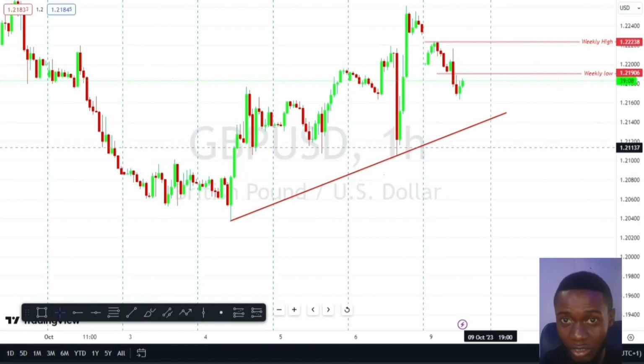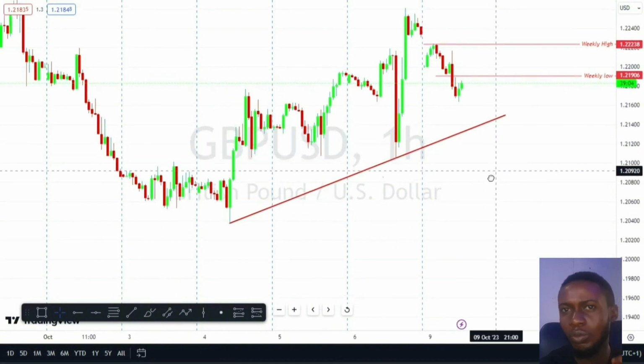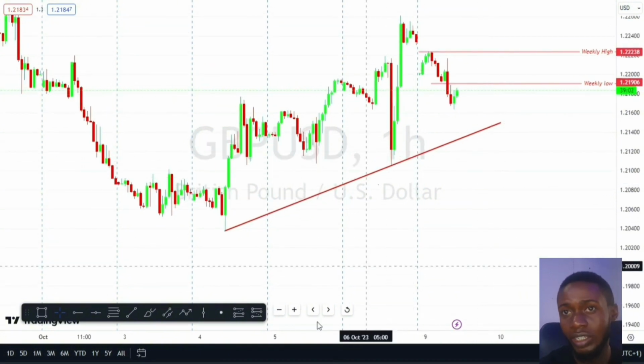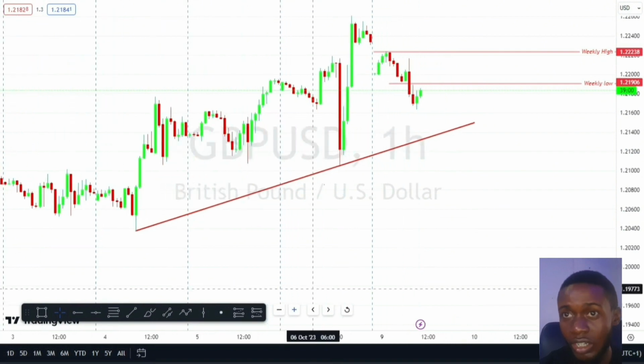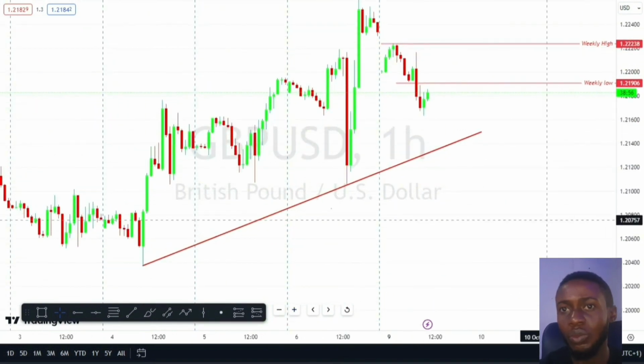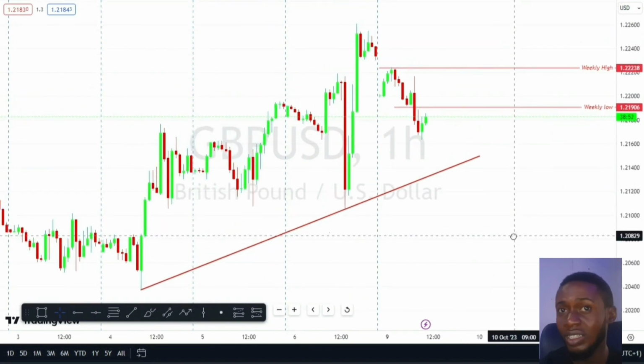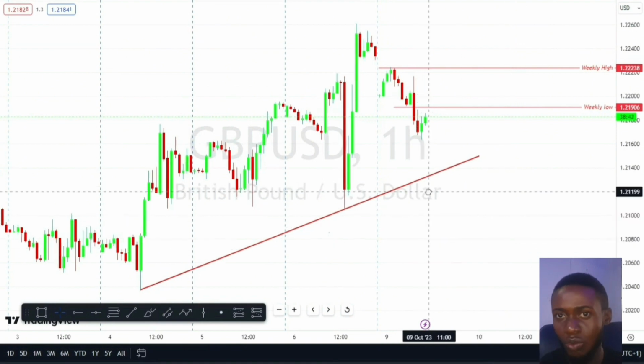I'll pay attention to this particular trend because this trend line is what the market will likely react to. The trend line and the high and low of the week, that is what the market will really react to. So I'll pay attention to it. After I've drawn these levels, using 4 hours to determine the high and low, and the trend line to know the overall trend on the 1-hour time frame.